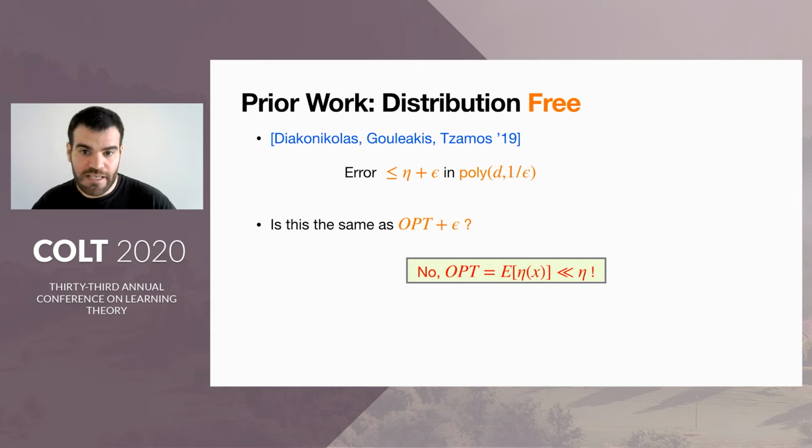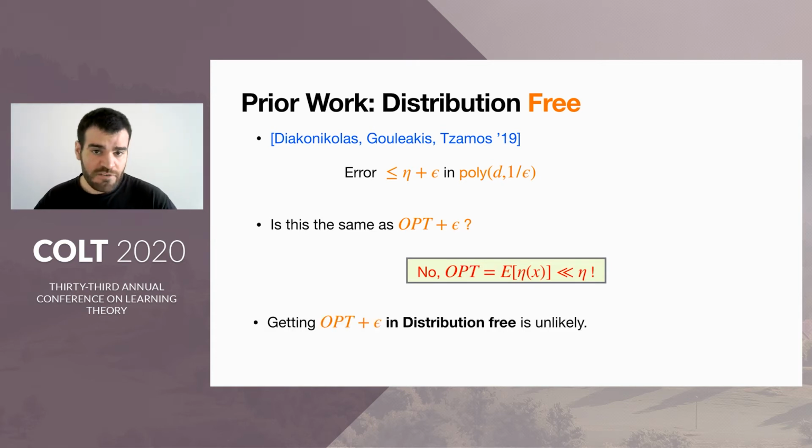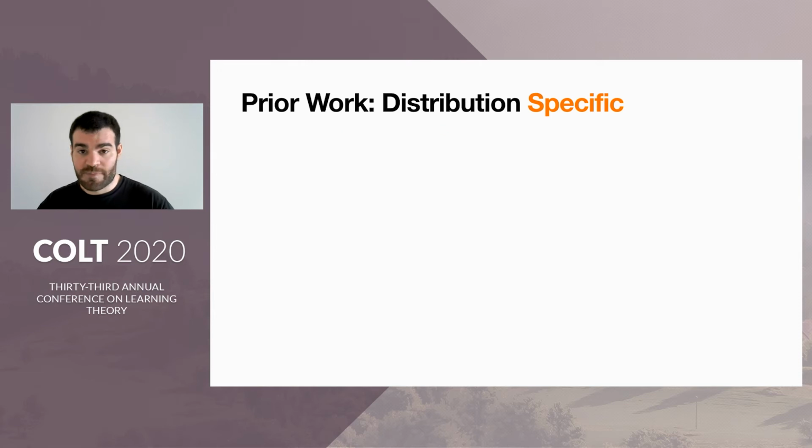And this expectation of eta of x can be much, much smaller than eta. So this is far from opt plus epsilon, but they also give some strong evidence that getting opt plus epsilon in the distribution-free setting is unlikely. So this takes us to the distribution-specific setting.